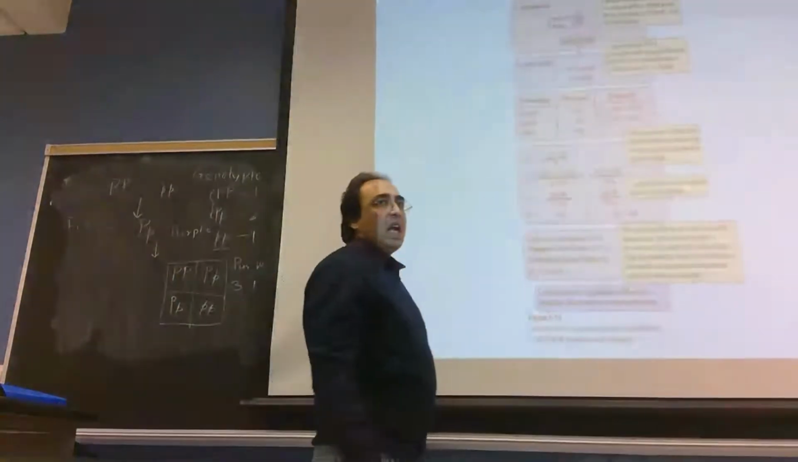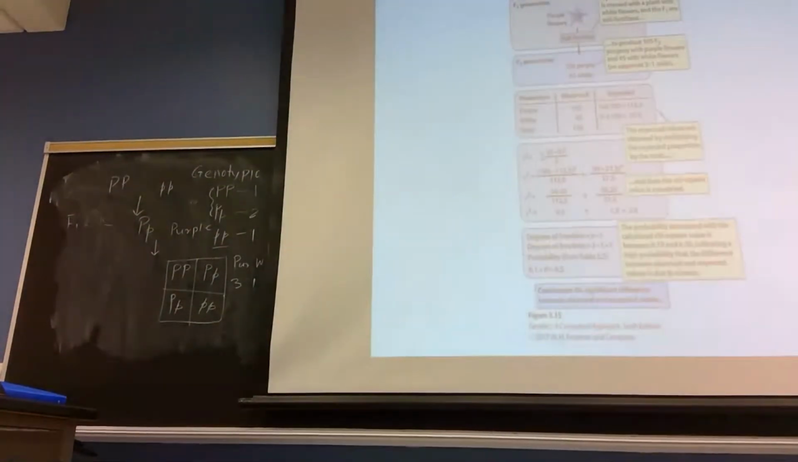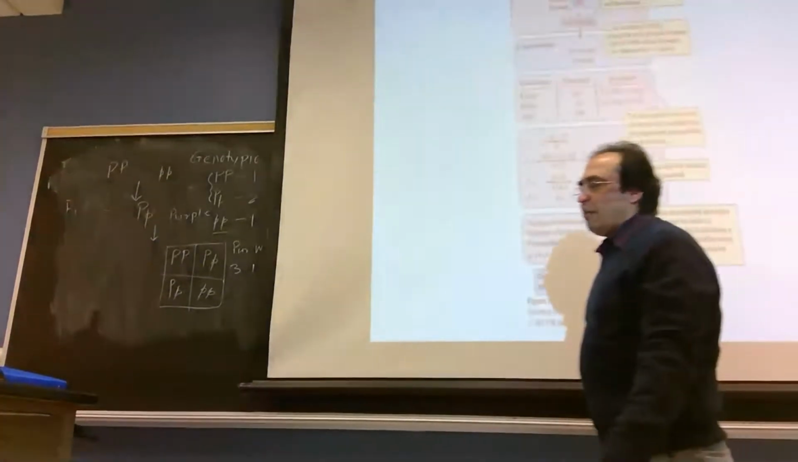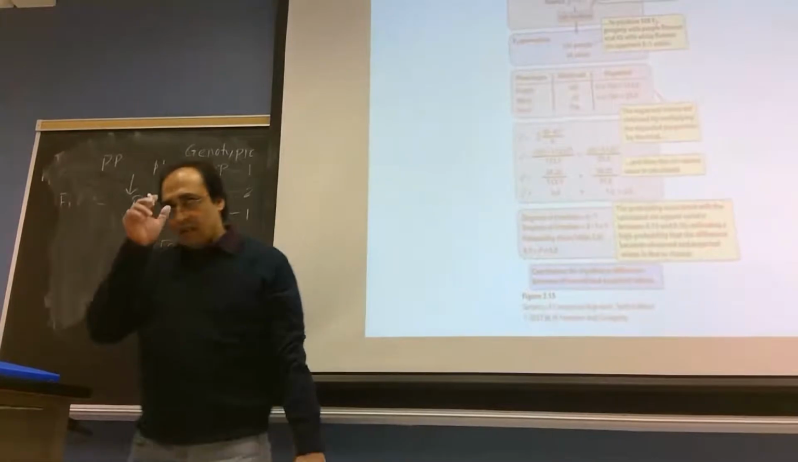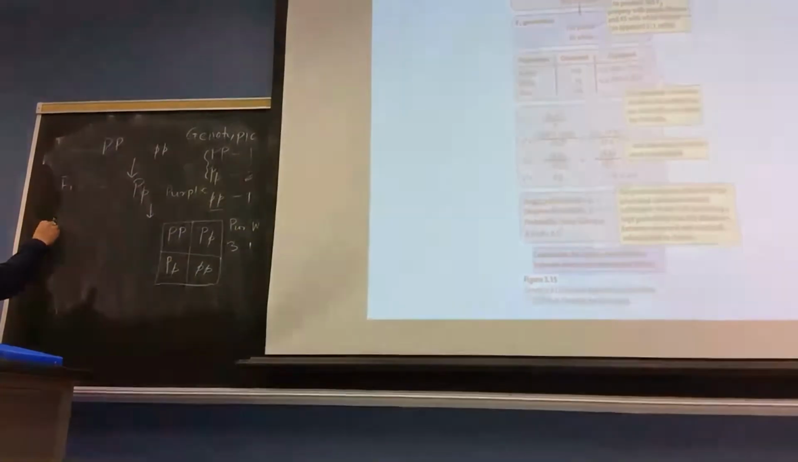If I do this kind of cross, I will expect the 3:1 ratio. This is my expected. So I have 150 plants. If I have 150 plants, how many will be purple?